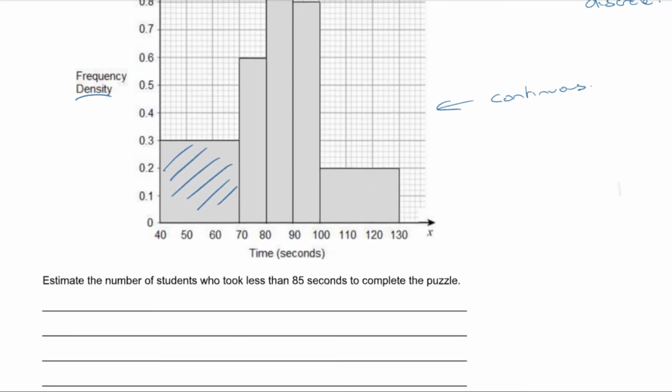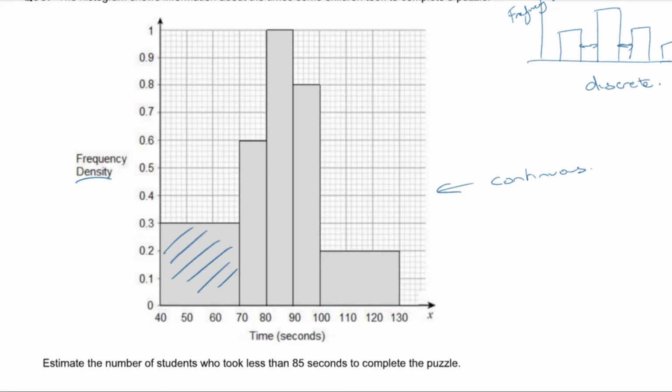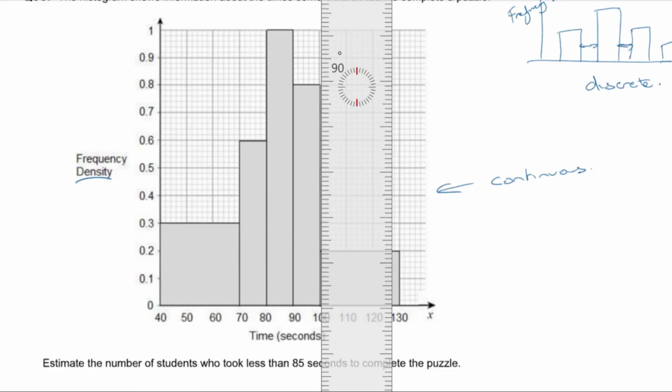Okay, so estimate the number of students who took less than 85 seconds to complete the puzzle. So 85 is kind of smack bang halfway between the tallest bar there, isn't it? So I'm going to divide this bar in two. Yeah, 85.